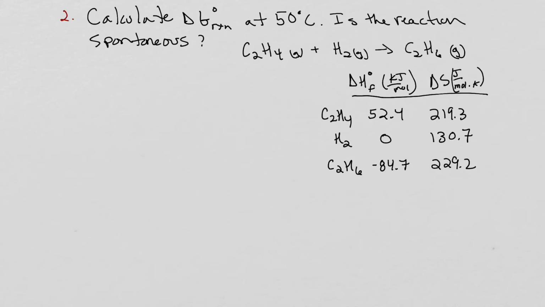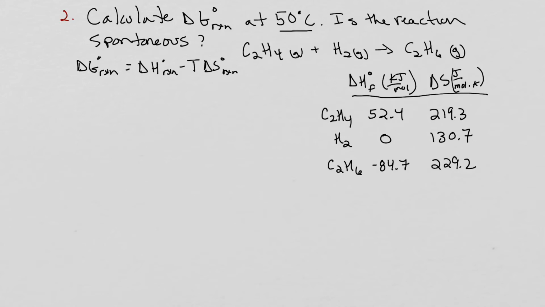Okay, for our next problem, we're going to calculate the delta G of reaction standard state, but now we're going to do it at 50 degrees Celsius and decide if this reaction is still spontaneous at 50 degrees. So we're working with the same reaction, but remember this time, because we are not at 25 degrees, we're going to have to use our delta G equals delta H minus T delta S equation.